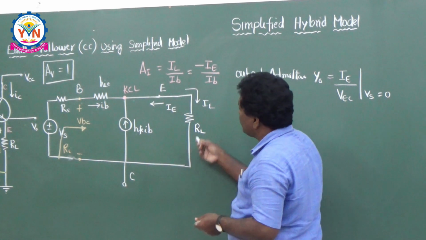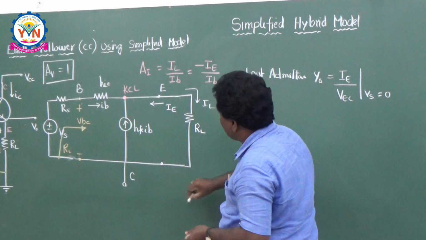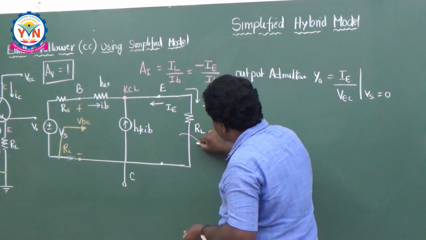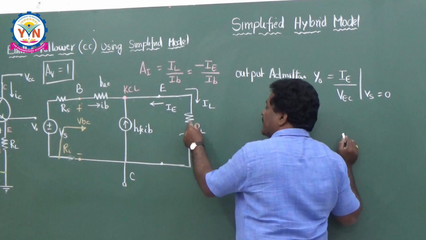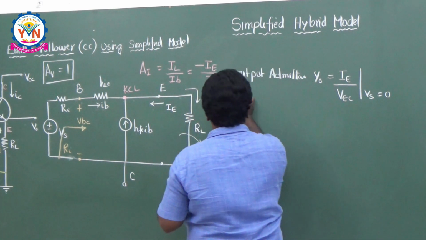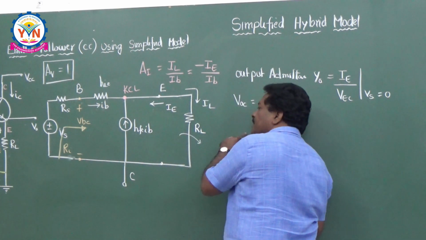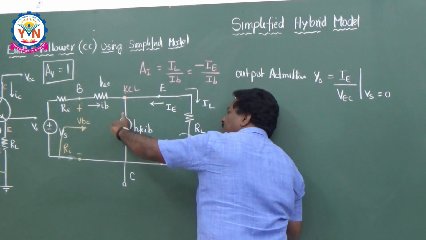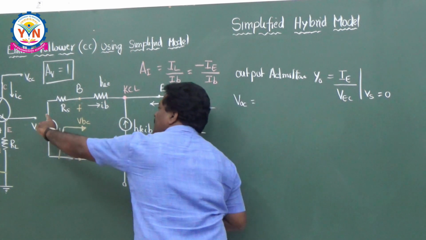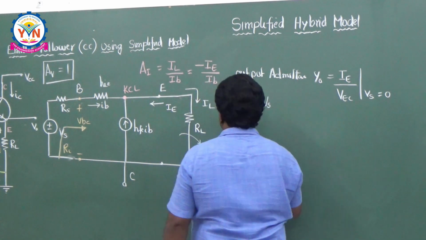So let us say that this is the load resistance RL. If RL is removed, whatever voltage you see here is the open circuit voltage. Let us say, what is the open circuit voltage VOC? If it is open circuited, then the same voltage will be Vs. So the open circuit voltage is Vs.